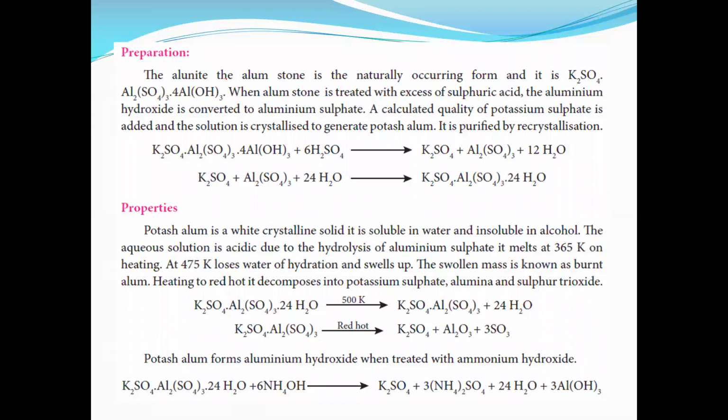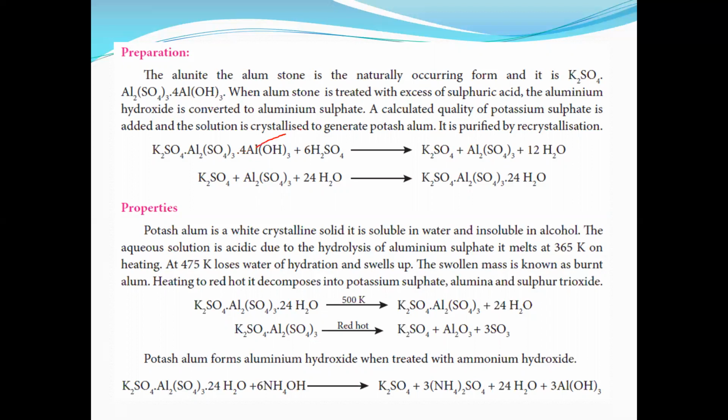Next one is the preparation of alum. Alunite, the alum stone, is the generally occurring form. We get this stone from nature. Its formula is K2SO4 dot Al2(SO4)3 dot 4Al(OH)3. When alum stone is treated with sulfuric acid, the aluminum hydroxide is changed into aluminum sulfate.